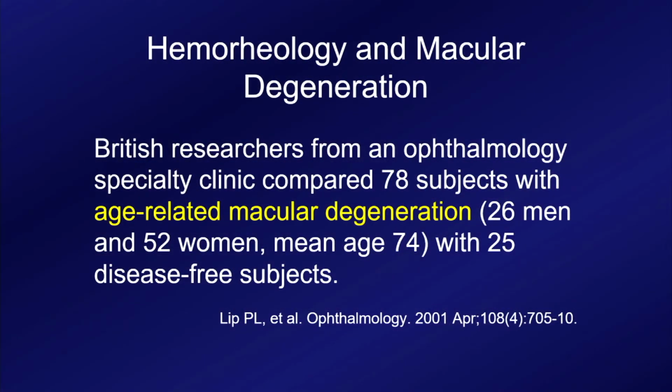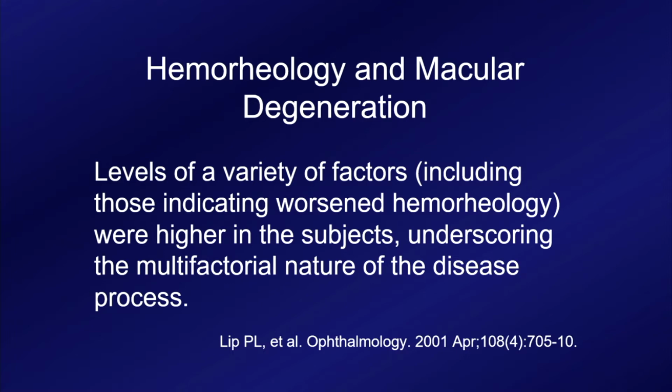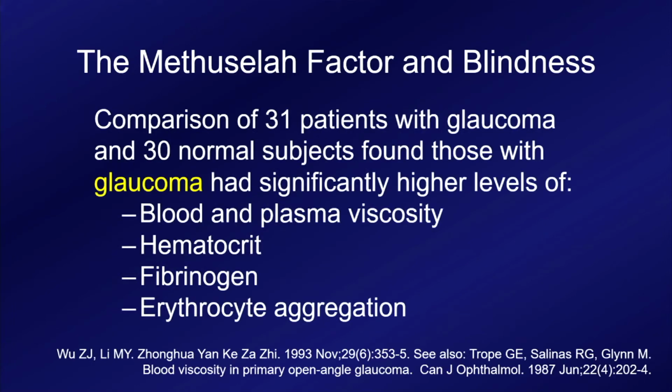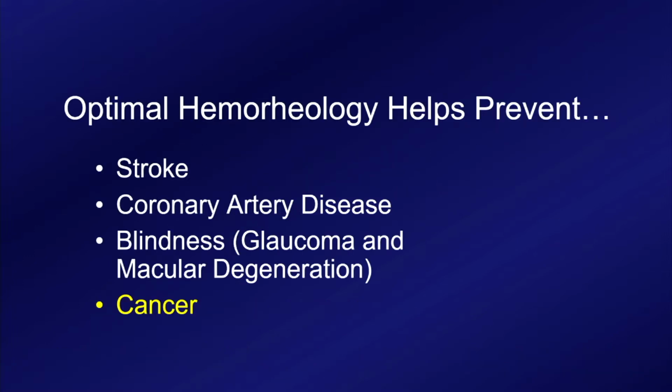And if you look at the research, you're going to find a compelling connection between hemorheology factors and glaucoma as well as macular degeneration. So this is looking at age-related macular degeneration. And what you see are the same things: plasma viscosity, fibrinogen. Here's another marker of blood fluidity, von Willebrand factor. And you can see the worse they are, what do you have? A greater risk of age-related macular degeneration. What about glaucoma? It looks like they just copied the same studies. It's the same conclusions: viscosity, hematocrit, fibrinogen, erythrocyte aggregation. And so you see these hemorheology, these microcirculation determining factors, impacting not just things that can kill us or cripple us.